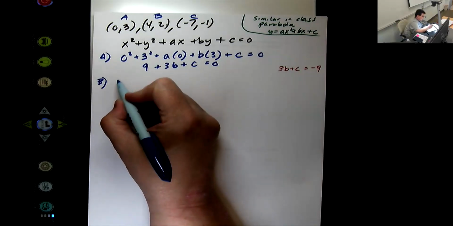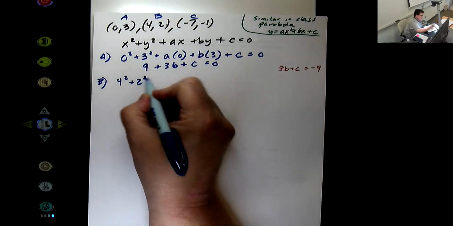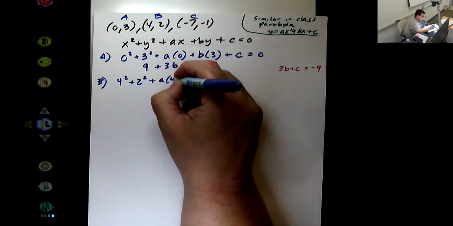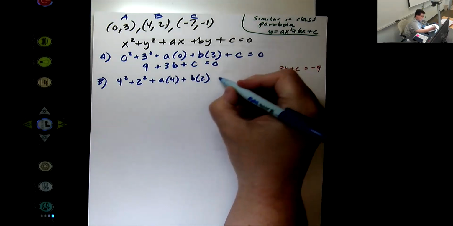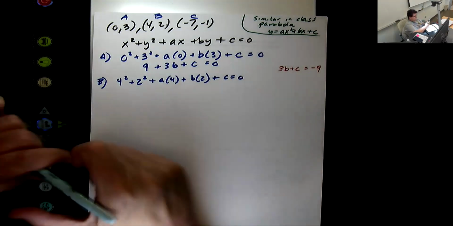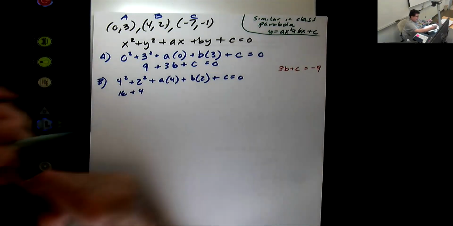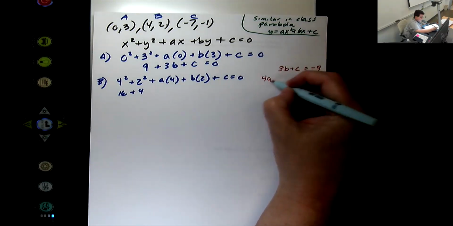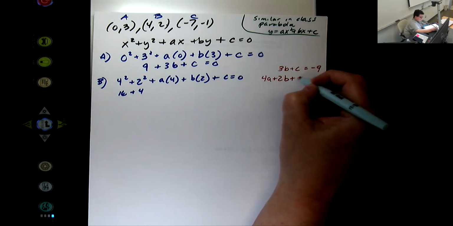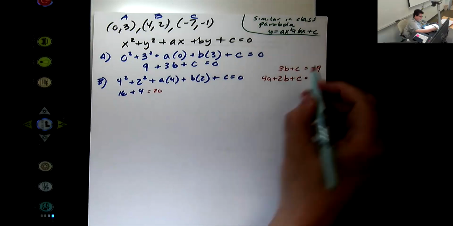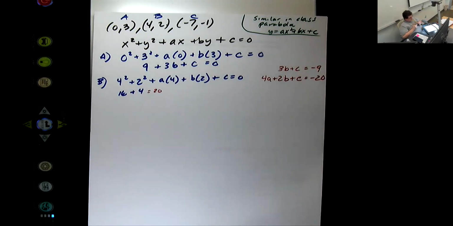Let's do that with the other points. We're going to stick in (4, 2): 4 squared plus 2 squared plus a times 4 plus b times 2 plus c equals 0. So this is 16 and 4 is 20. And I've got 4a and 2b and 1c again. This time I got 20 here, so I'm going to subtract 20 over and get negative 20 on the other side. This is a fun problem. I'm glad you brought it to my attention.